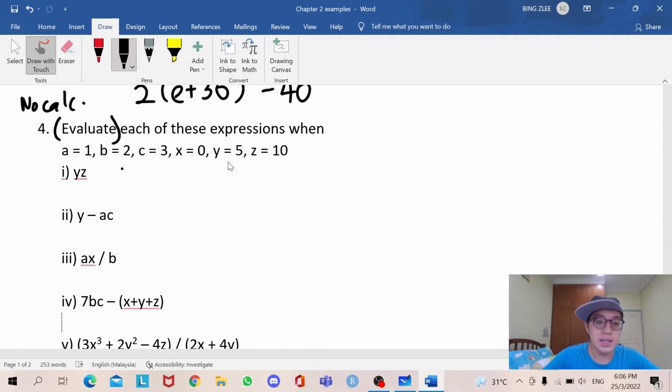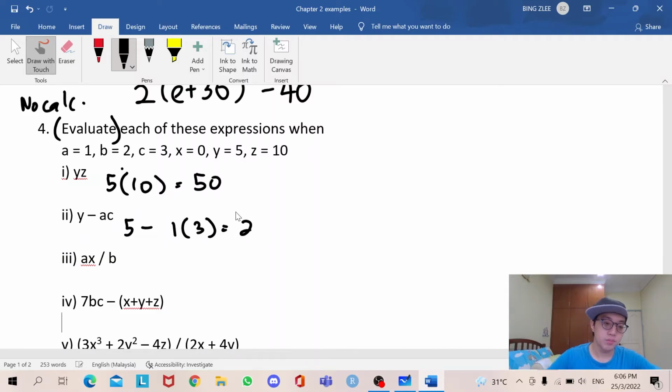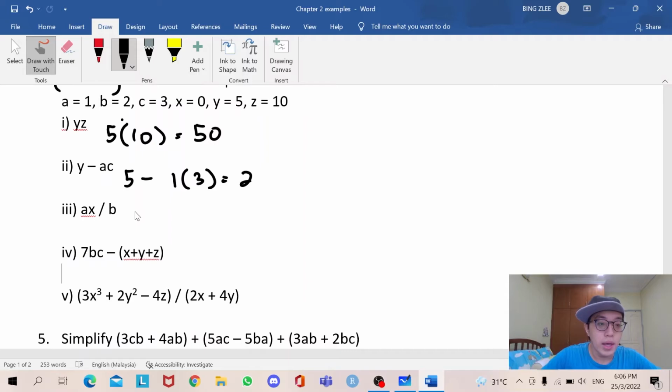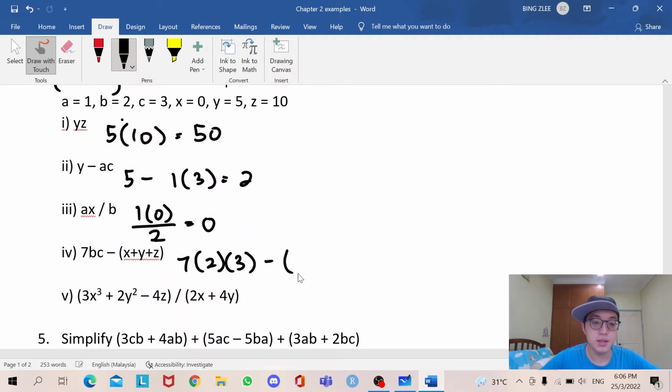So the first one here, yz is equal to 5 times 10, which is equal to 50. Easy. So the second one here, y minus ac, y minus a times c, which is equal to 2. All right, easy. The third one, ax divided by b. So a is 1, x is 0 divided by b, which is equal to 0 because 0 divided by 2. So the fourth one, 7bc, 7 multiplied with b multiplied with c, minus x plus y plus z. So this is 42 minus 15, which will give you the answer of 27. All right.